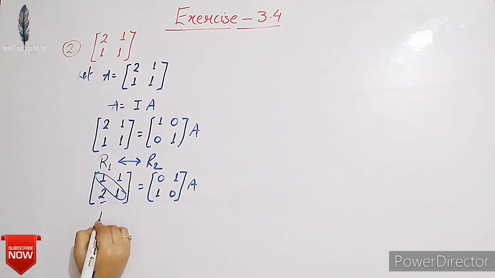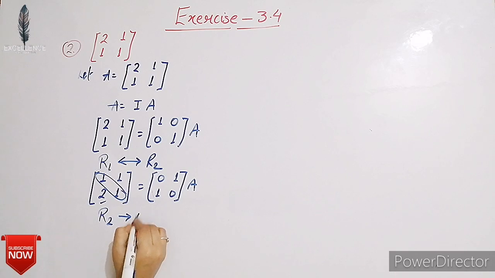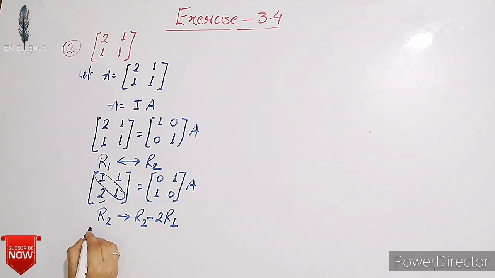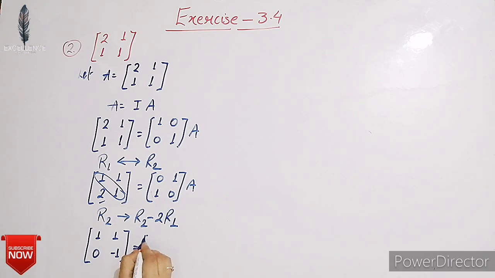Now, the main diagonal is 1 1. So, non-diagonal elements को 0 में change करना है. That is R2 is changed to R2 minus 2R1. Okay. So, here R1 is same, that is 1 1, and change R2, that is 0 and minus 1, equals, here R1 is same, that is 0 1, and it is 1 minus 2 into A.